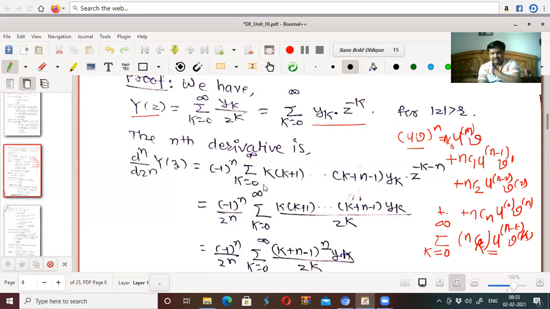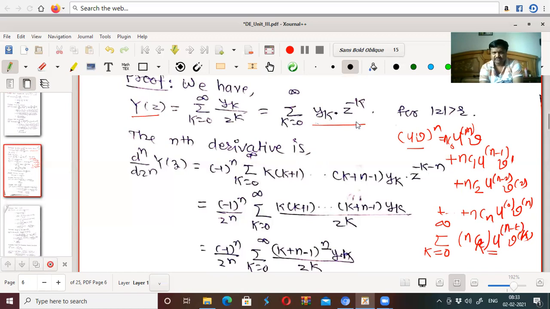Minus 1 to the power n, summation k from 0 to infinity, k into k plus 1 up to k plus n minus 1, yk z to the power minus k minus n. So what about the first derivative?